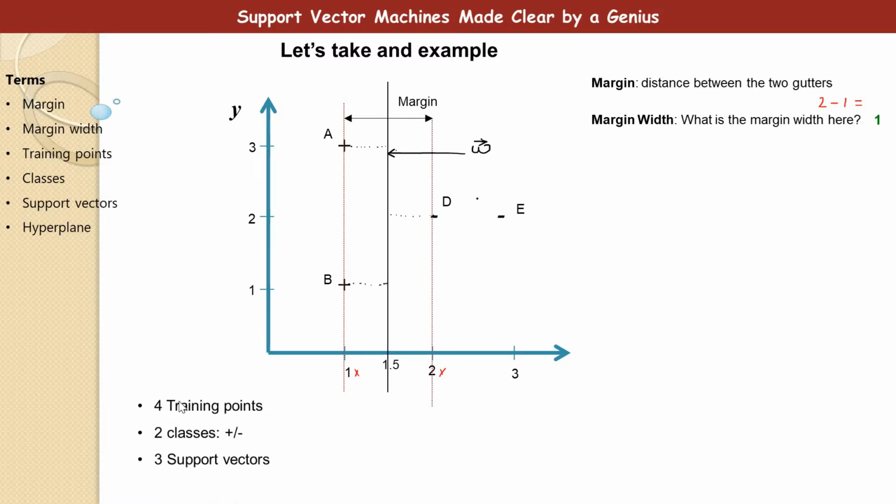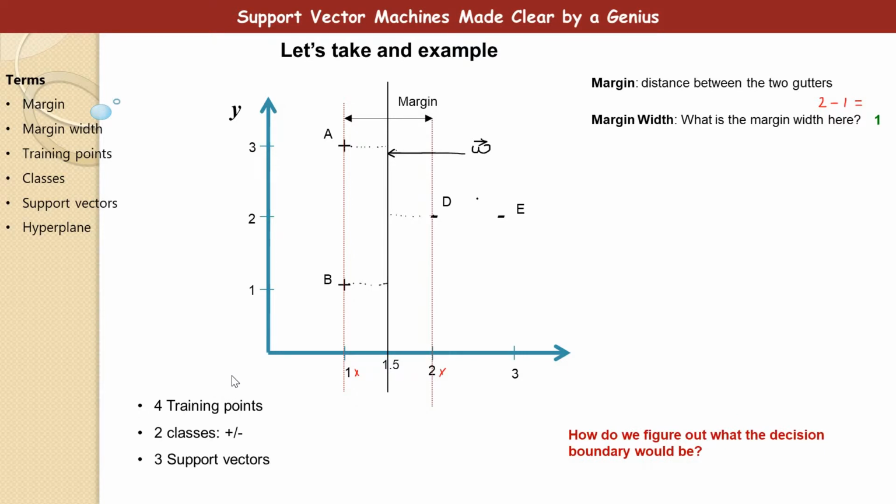Then in this example, take note we have 4 training points, A, B, D, E, 2 classes, positive and negative, and then we have 3 support vectors. So each time you want to solve a problem, try to outline all these important parameters before you continue.